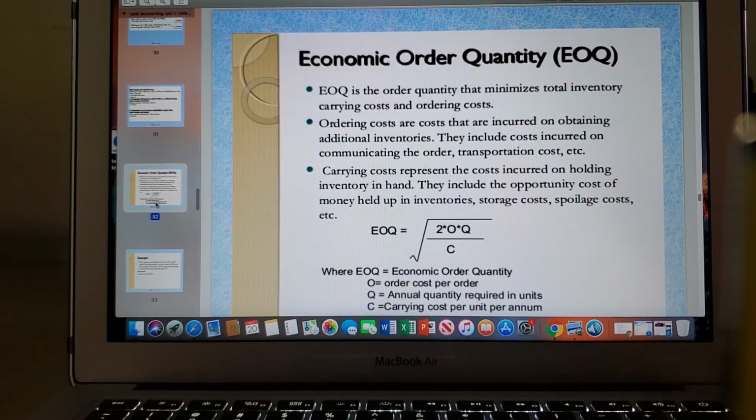So this is where I end my recording, and then in the next part of unit 2 we will go to economic order quantity, EOQ.